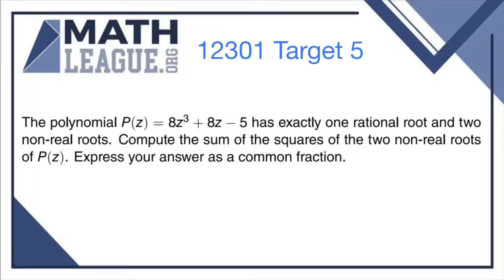So our first problem here, this is target number 5. The polynomial p of z equals 8z cubed plus 8z minus 5 has exactly one rational root and two non-real roots. Compute the sum of the squares of the two non-real roots of p of z. Express your answer as a common fraction.